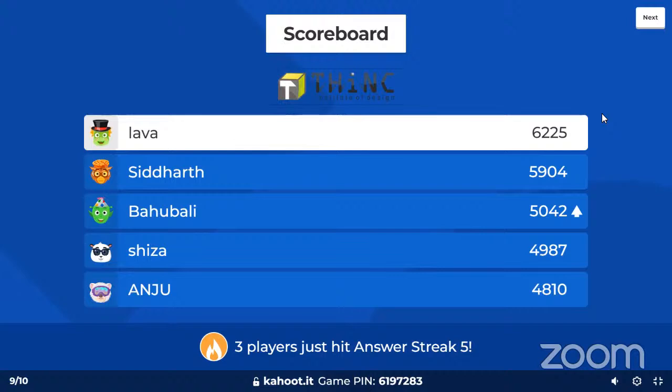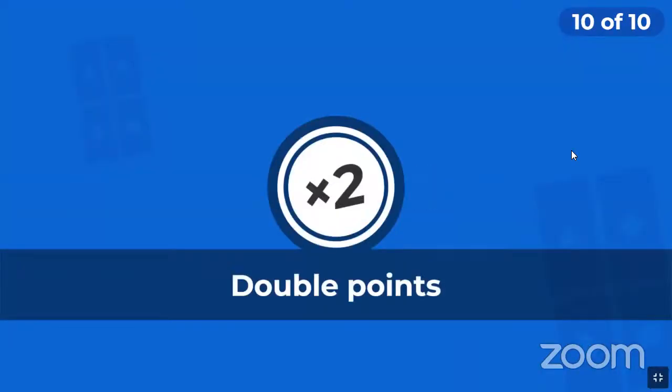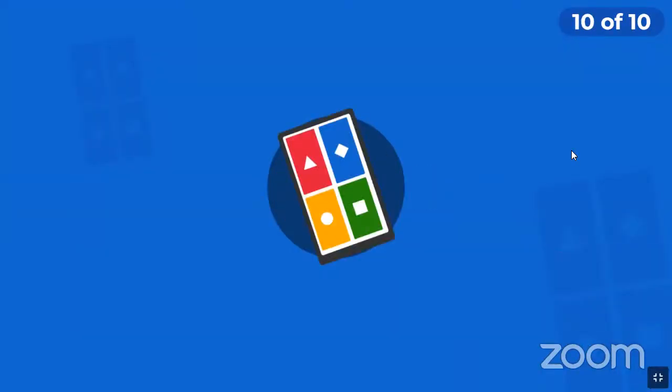So the last and final question, the 10th one. Let's move on to the last and final quiz of the Qriosity 70. Here is the last and final question, and here is the 10th question, and that is a double point.